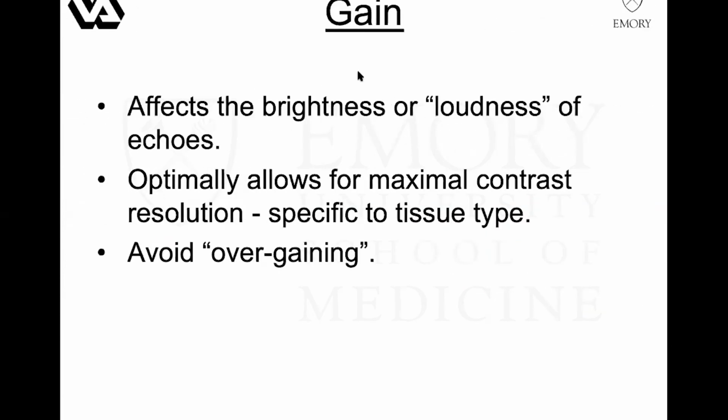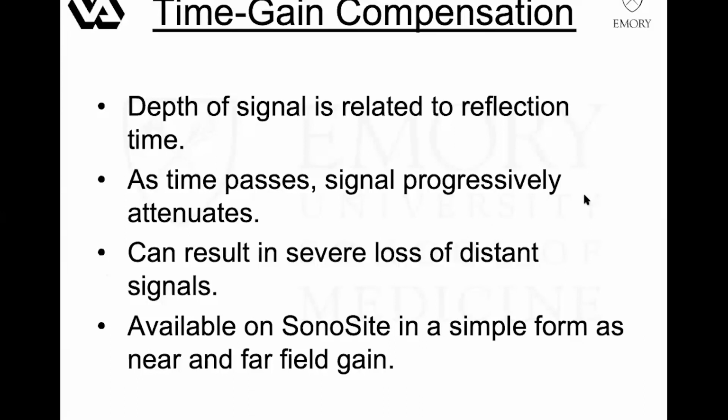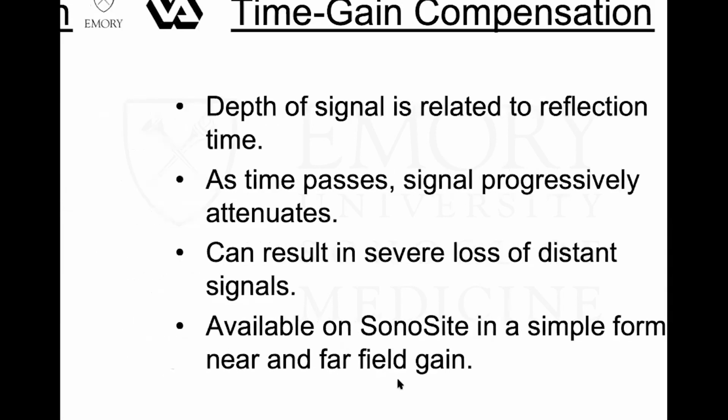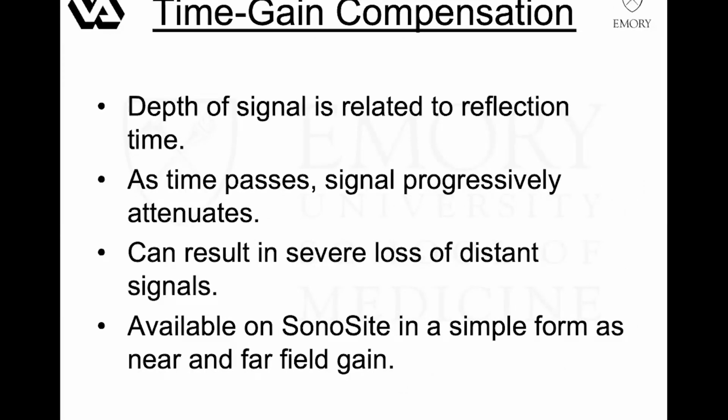Okay. Gain, it's typical when you're starting out, you tend to overgain your image. That's just a display on the screen. So optimal gain allows for maximal contrast resolution. So just remember that. Time gain compensation is the fact that the signal gets weaker as time passes. So the deeper images are more attenuated. So you can have near and far field gain on the side, but on the Philips, a string of little gain adjustments that you can adjust.